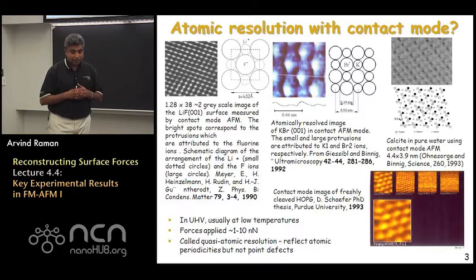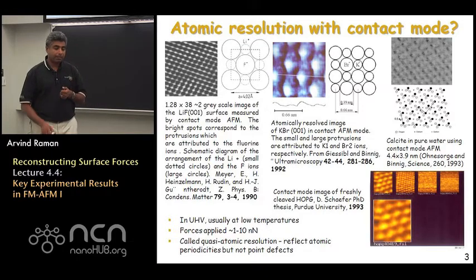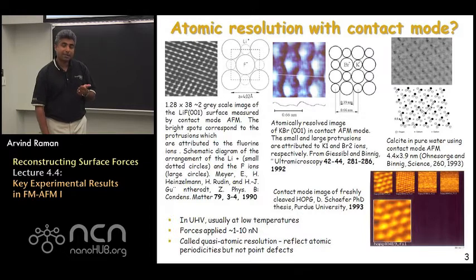The key point is all these initial efforts at trying to get atomic resolution. Today we recognize that all these images were what we today call quasi-atomic resolution. The reason being that many of these images taken do not show atomic defects. They tend to show perfect periodic arrangements, which in many of these surfaces is not very likely to happen.